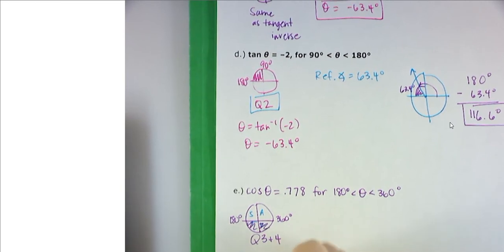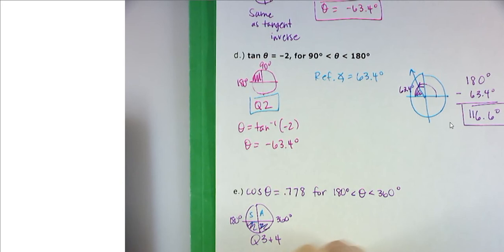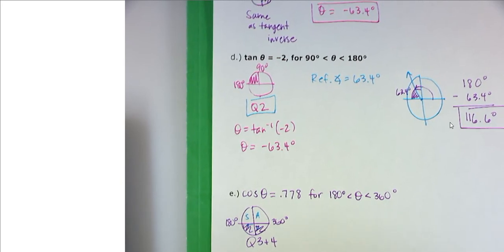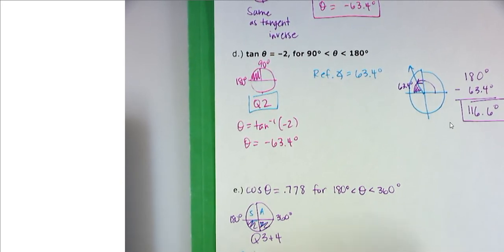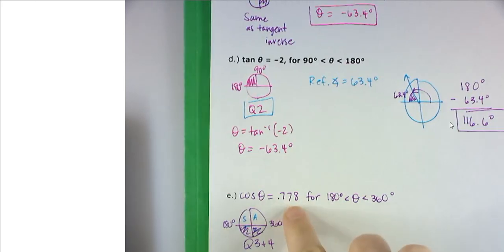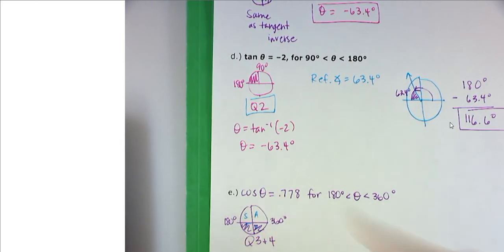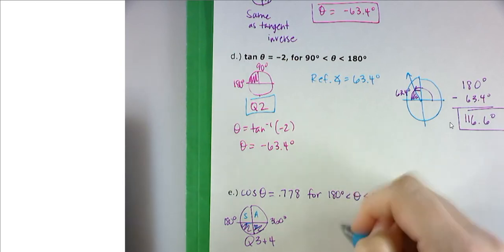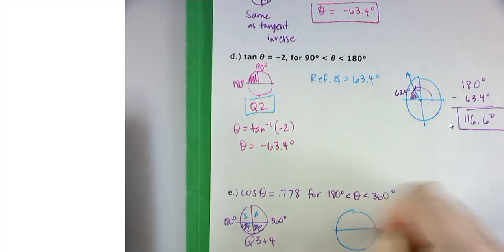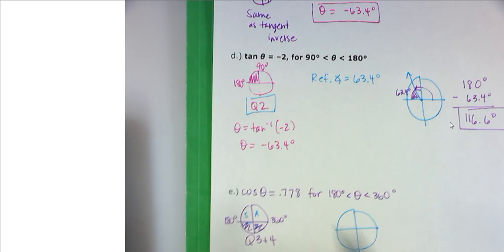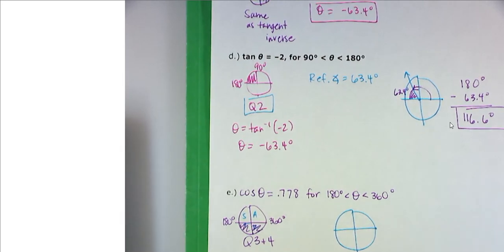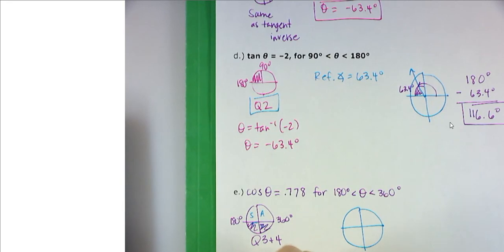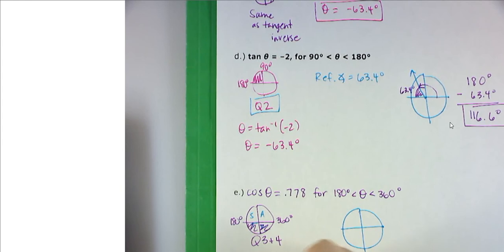All right, so let's draw our reference angle. So remember, to find the reference angle, you're going to have to do the cosine inverse. So the cosine inverse of 0.778, using our calculator. Sorry, you can't see my calculator. Is 38.9 degrees.